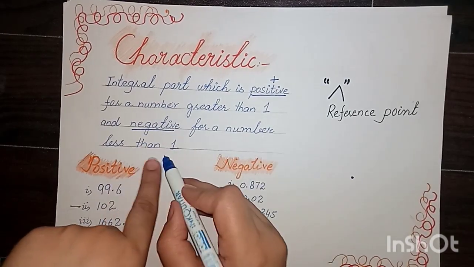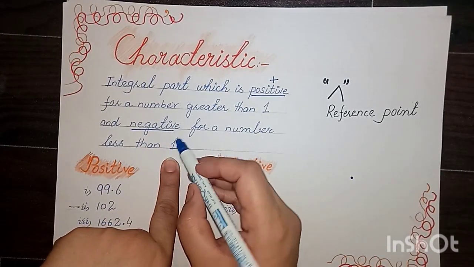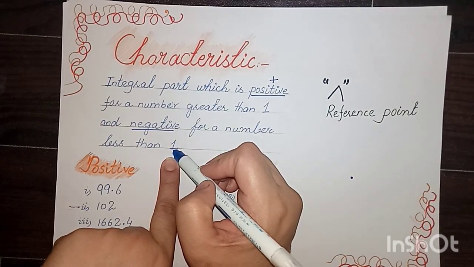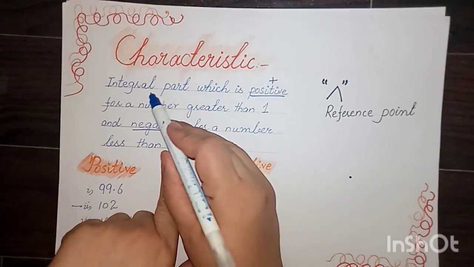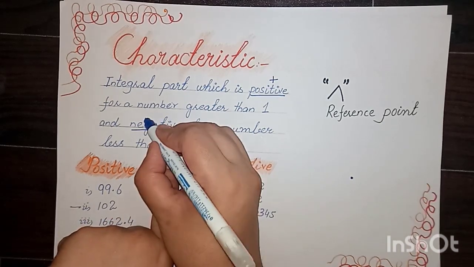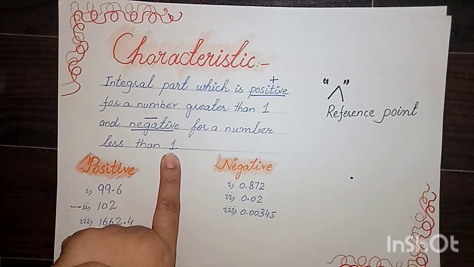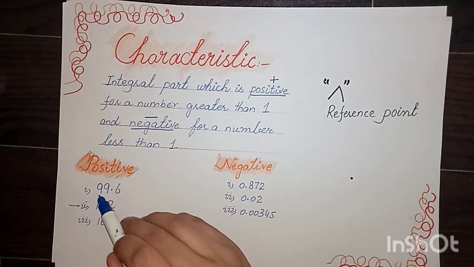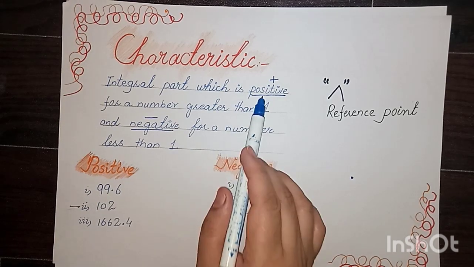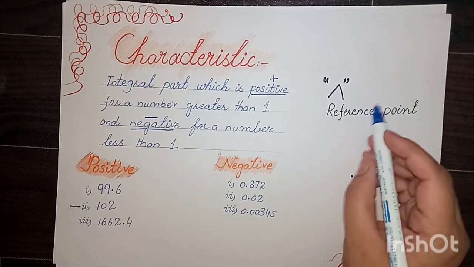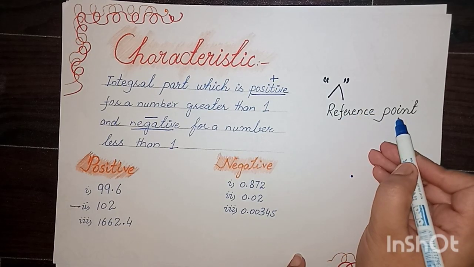And negative is for a number less than 1, meaning when the integral part is less than 1, we will use the minus sign with the characteristic. So if the integral part is greater than 1 we use the plus sign, and if it is less than 1 we use the minus sign. Then our next point is how we will draw the reference point.